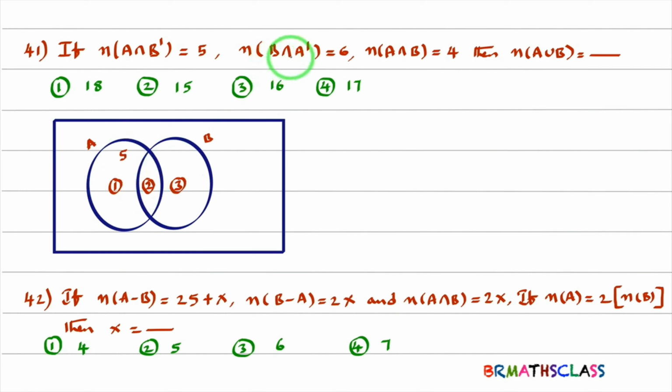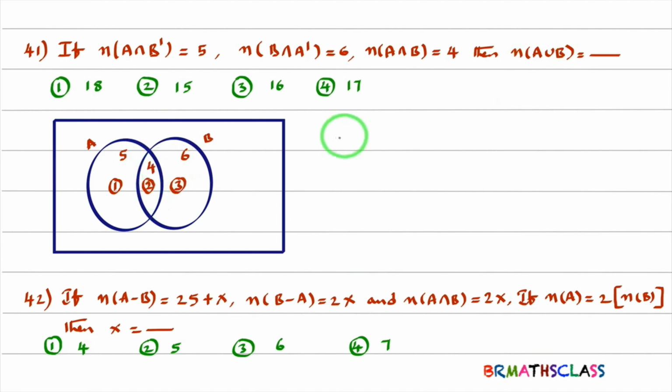You see here B intersection A dash, that means B but not A. Which part is that? This third part is there, right? The third part is B but not A. That means this is 6. And A intersection B is given as 4. A intersection B is which part? The second part is there, right? This is the intersection of both A and B. This we already discussed in the synopsis. This part is A intersection B. A intersection B is given as 4.